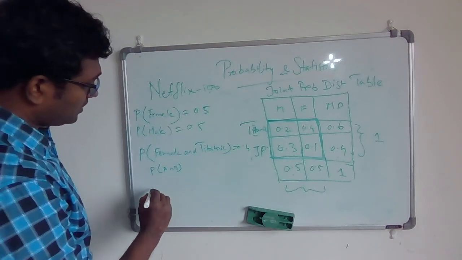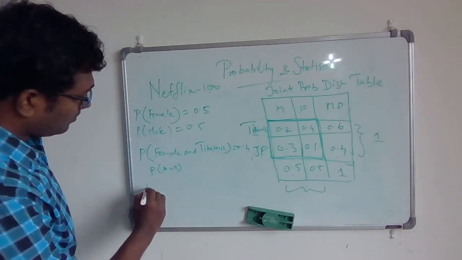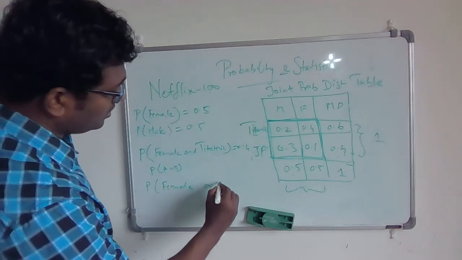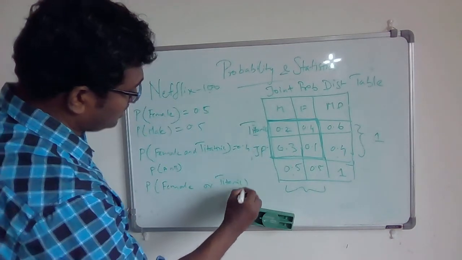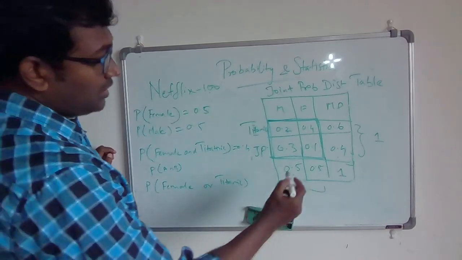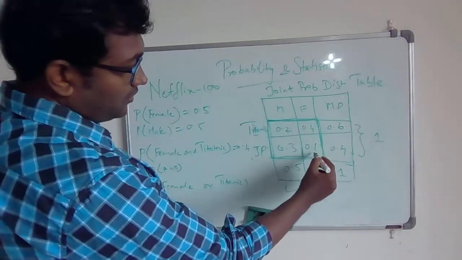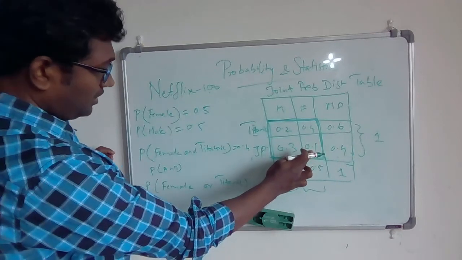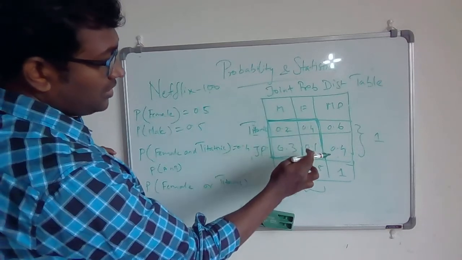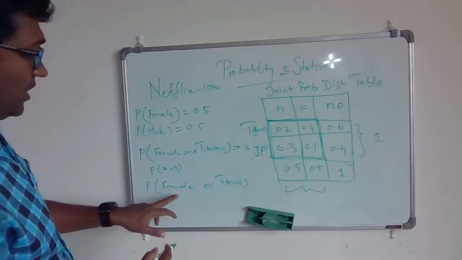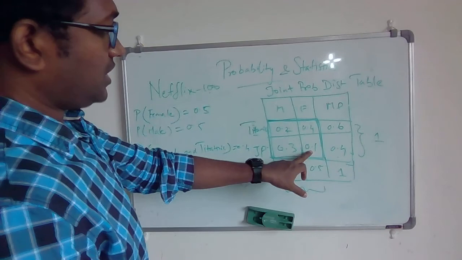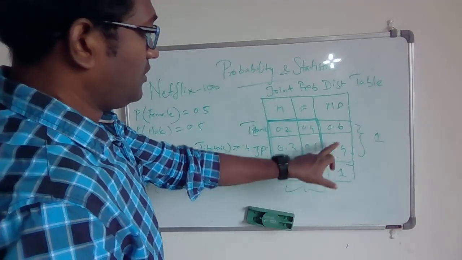Let's move a little further, and let's say I wanted to find the probability of being a female or watching the movie Titanic. This is a different question. This is "and", this is "or". So to find the probability of female or Titanic, I sum up the probabilities of female, that's 0.4 then 0.1, and Titanic is 0.4, 0.6.